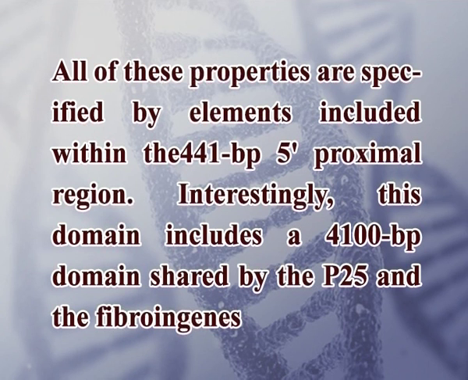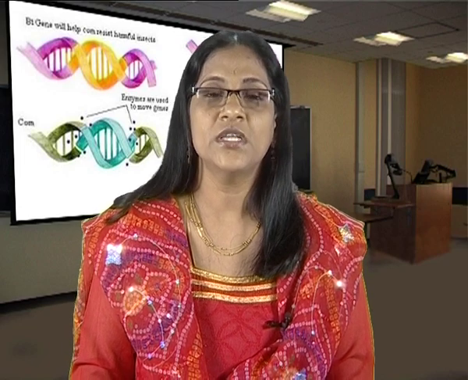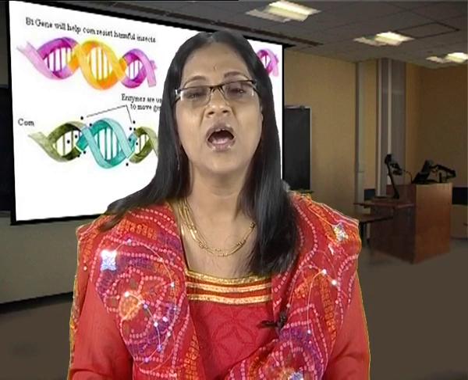Interestingly, this domain includes a 100 base pair domain shared by the P25 and the fibroin genes, which has been determined in vitro to be a strong potentiator of fibroin gene transcription and which has properties of an enhancer element. The description of the two distinct protein factors binding to DNA flanking the P25 gene is explained here. Their properties strongly suggest that they are involved respectively in the control of specific P25 gene expression in the silk gland and in the repression of its transcription at molting.